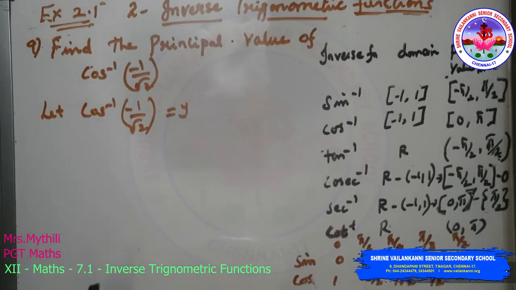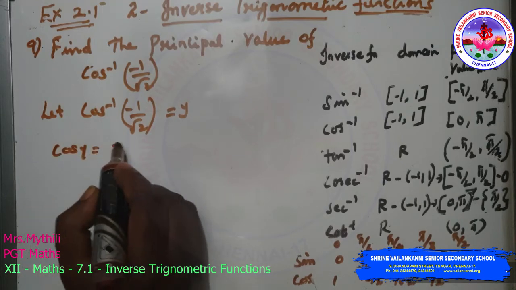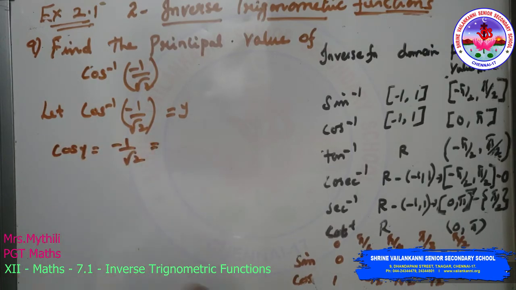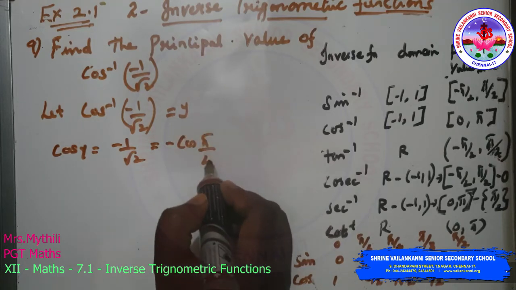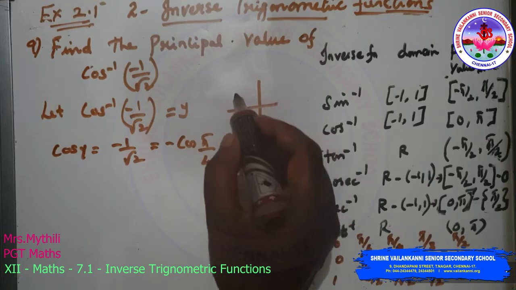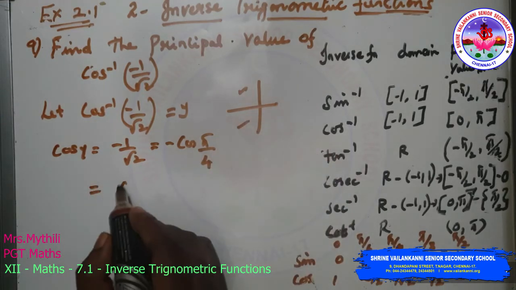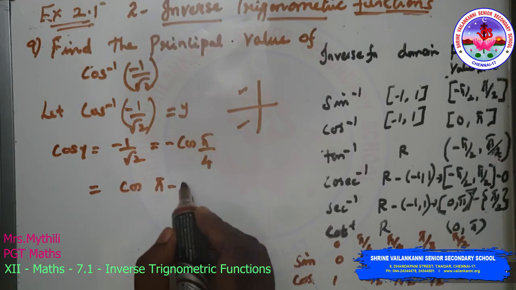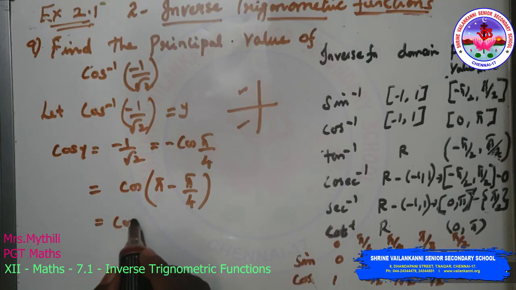Ninth one, find the principal value of cos inverse of minus 1 by root 2. If cos inverse of minus 1 by root 2 is y, then cos y is minus 1 by root 2. So 1 by root 2 is cos pi by 4, so minus cos pi by 4. Cos is negative in the second and third quadrant, so we can write this as cos of pi minus pi by 4, which is equal to cos 3 pi by 4.